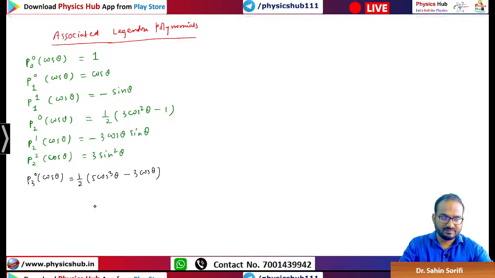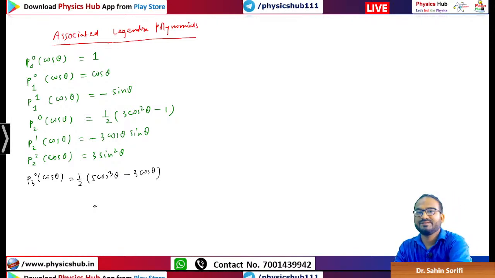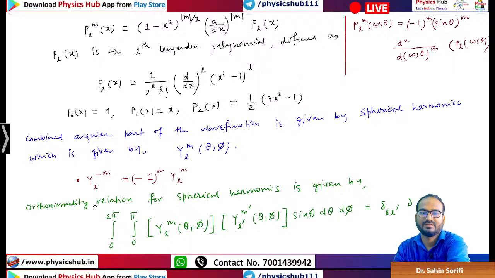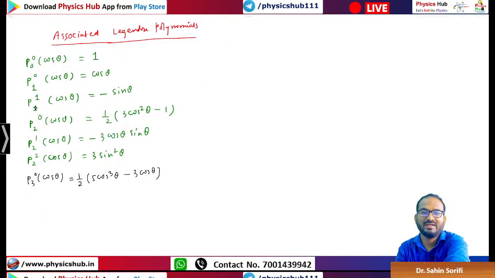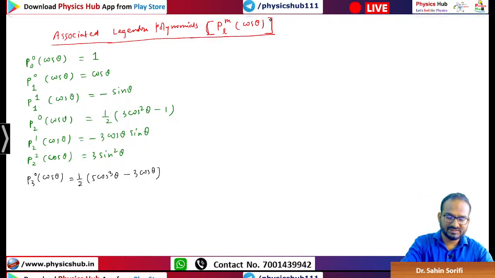P3 power 0? No, it is PLM, right? PLM. L value is 3, M value is 0. It is not power. Those are the values of L and M. Associated Legendre polynomials P, L, M of cos theta. It is not power, just a representation.